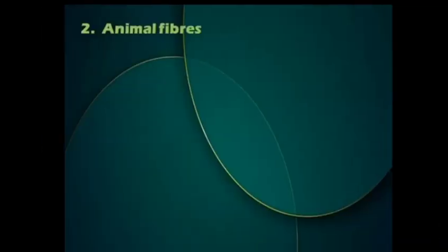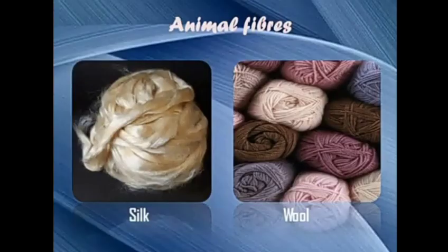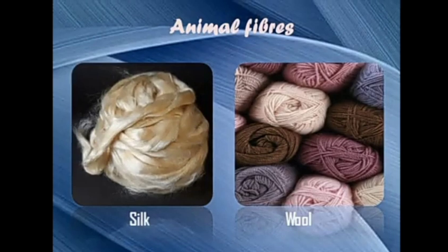And then comes the second, that is the animal fibers. So what are animal fibers? These are the fibers that are obtained from animals, from the hairs of animals or insect cocoon. And the best examples of animal fibers are wool and silk. Here we are having the animal fibers, silk and the wool. The silk is obtained from the silkworm or the insect cocoon, and the wool is obtained from hairs of different animals like sheep, goat, yak, camel, rabbit, etc.